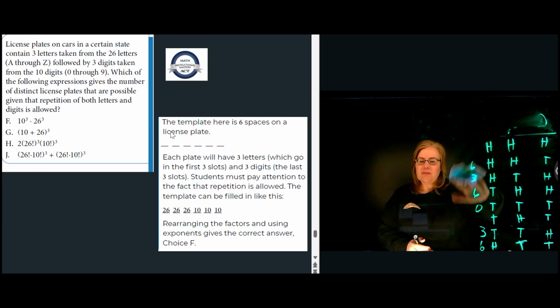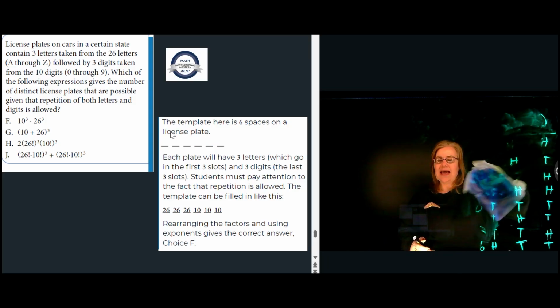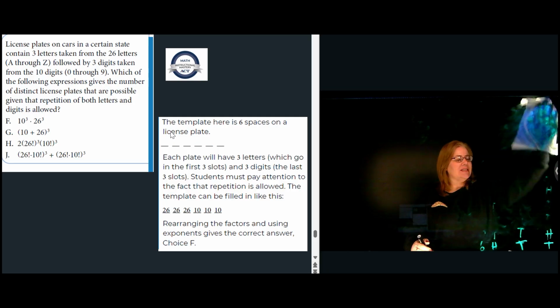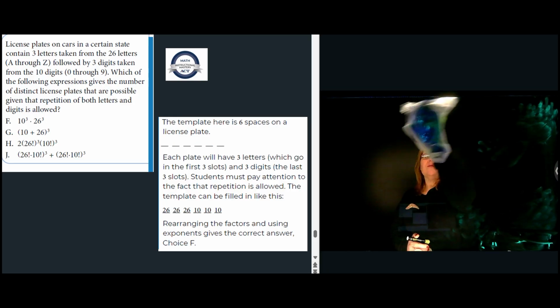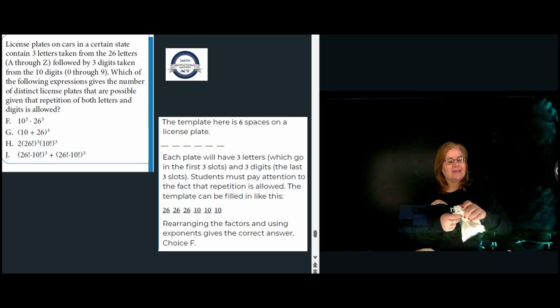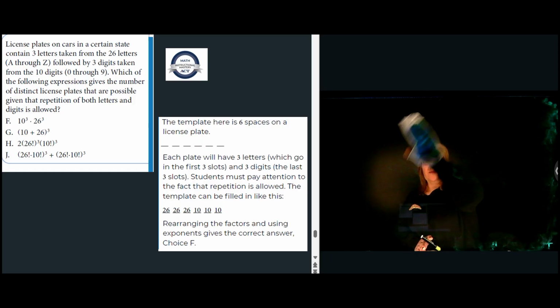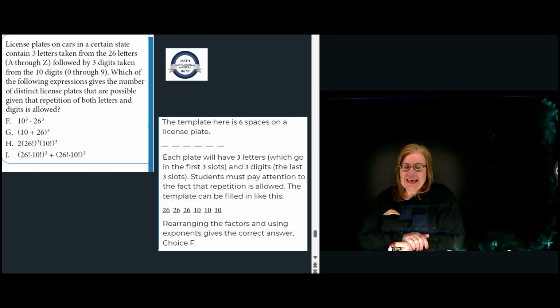It says license plates on cars in a specific state contain 3 letters and 3 numbers. The letters are A through Z, and then there's 10 digits that can possibly be had, 0 to 9. Now, Ms. Killen, 1 through 9 is only 9. True, but we have to take into consideration that we can use 0 as one of those possible numbers. All right, so then it says, which of the following expressions gives the number of distinct license plates that are possible, given that the repetition of both letters and numbers is allowed?